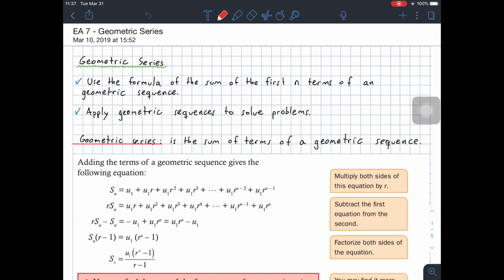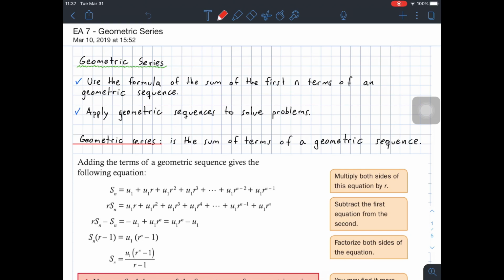Remember that geometric sequences are terms which have a common ratio, a common division or multiplication between the terms, right? So today we're going to see geometric series, which is the same idea as an arithmetic series, the addition of the terms of a geometric sequence. Okay, so we're going to see the formula for that, and then we're going to practice with some exercises.